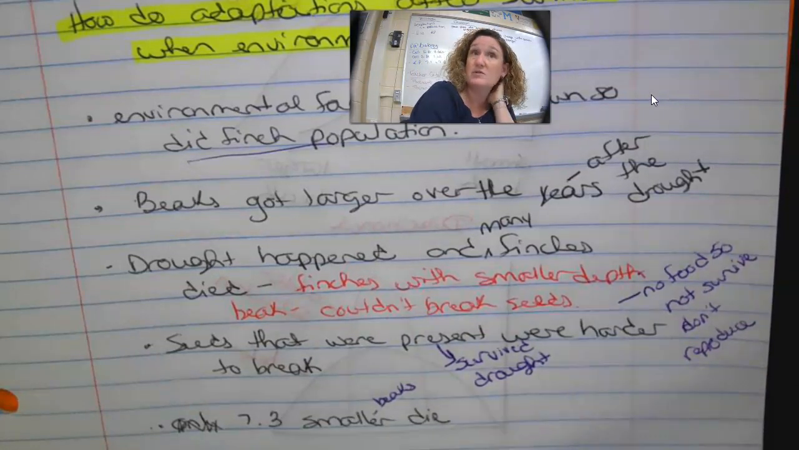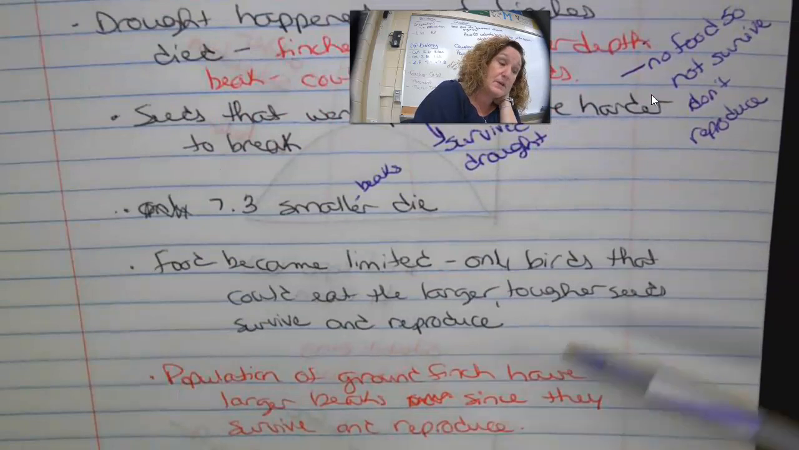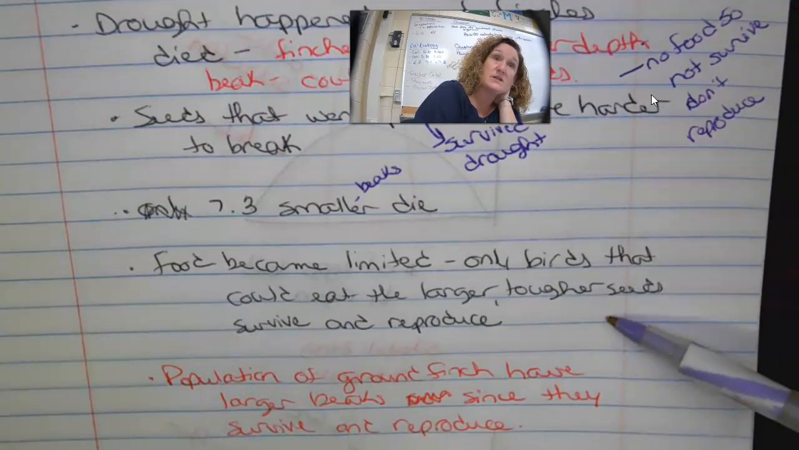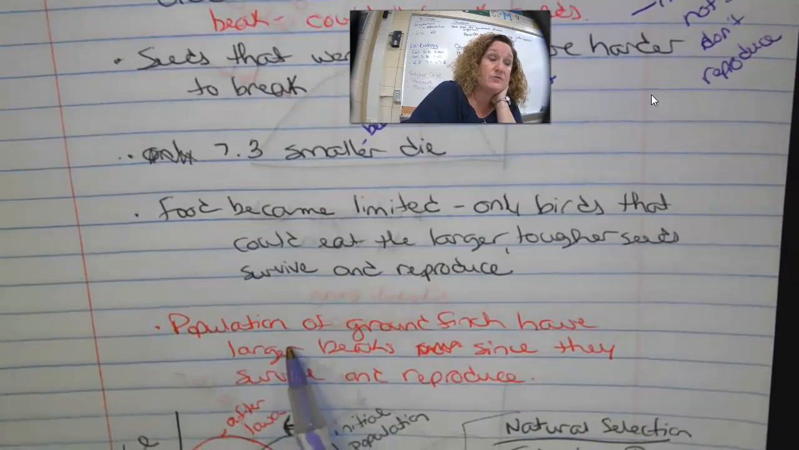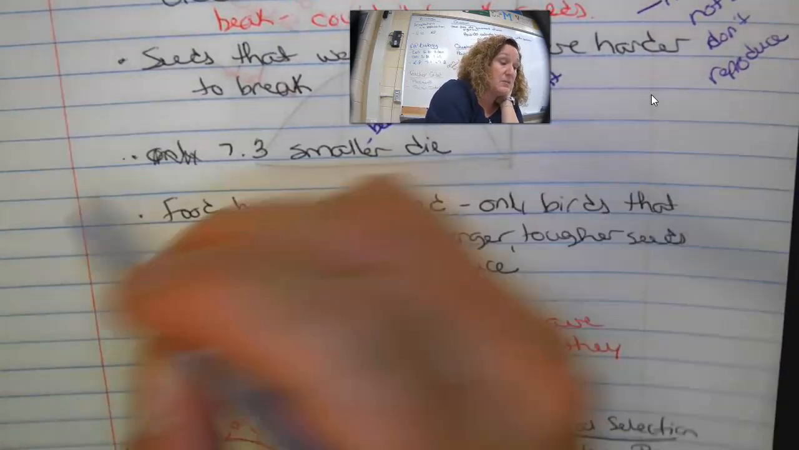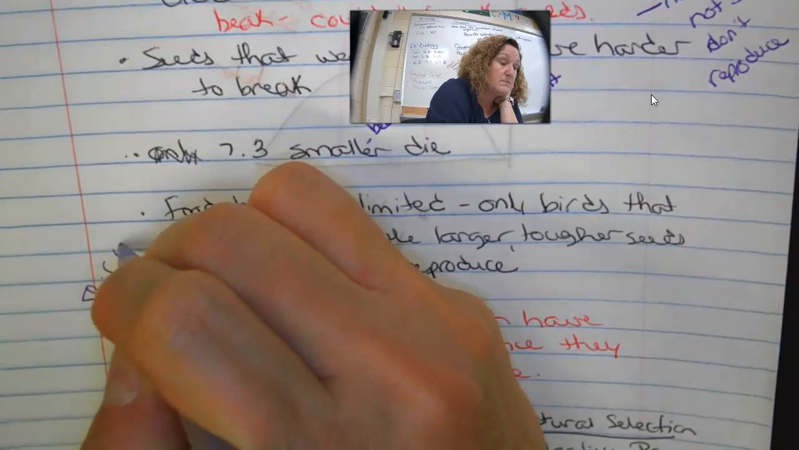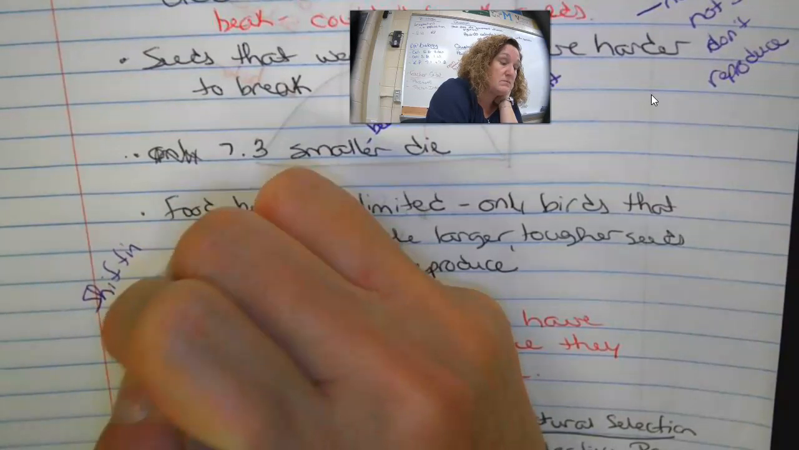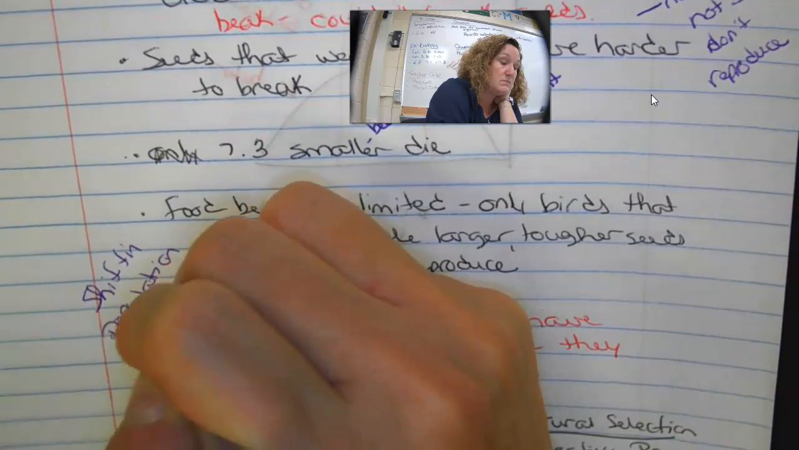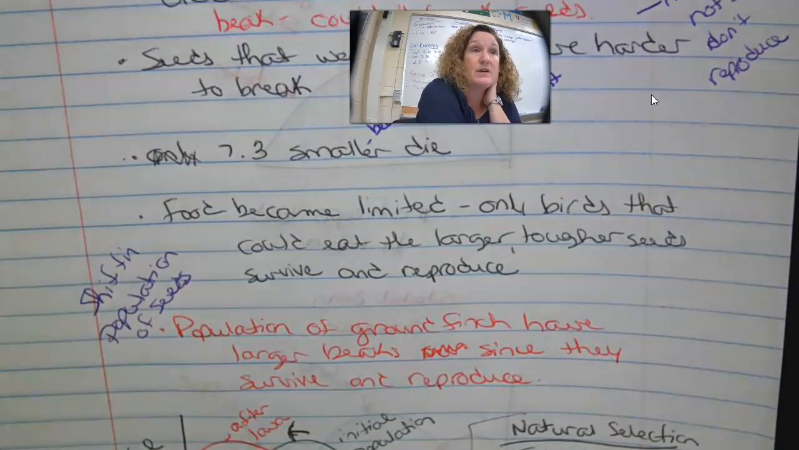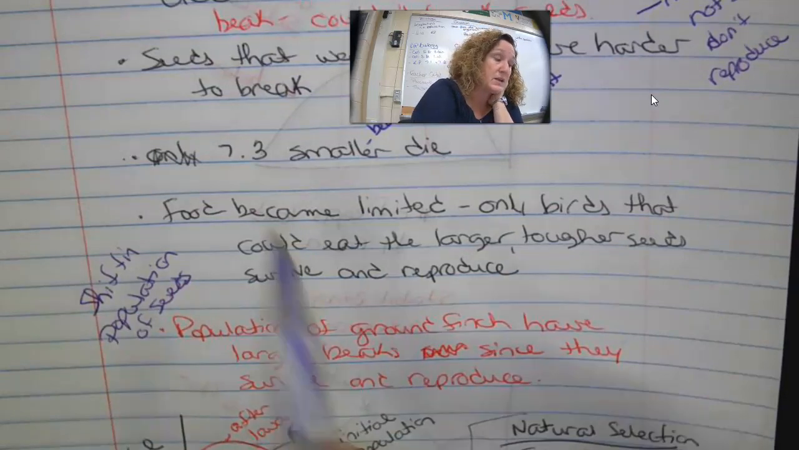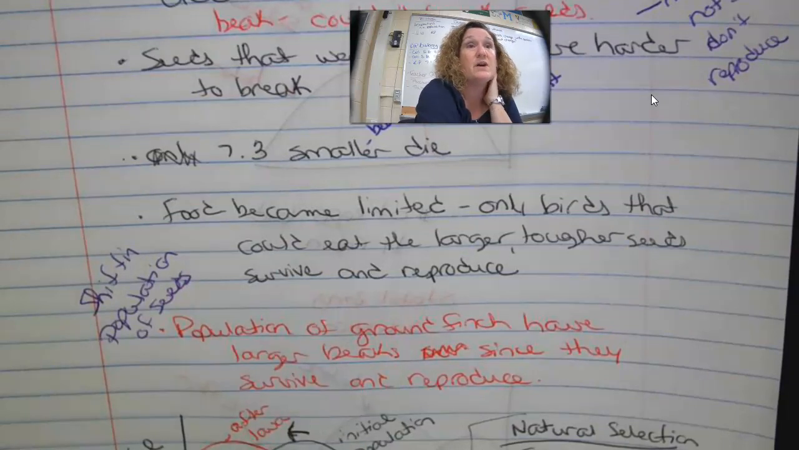This is still just a summary of all that we were looking at. Ultimately, the food becomes limited, and only the birds that can eat the larger, tougher seeds are able to survive and reproduce. So we see a shift in our population of ground finch. We also see a shift in the population of seeds, because the seeds that were harder and bigger are the ones that are surviving, not the seeds that were smaller and softer because of the rain. So the plant that had the harder seeds was the plant that was able to survive the drought.